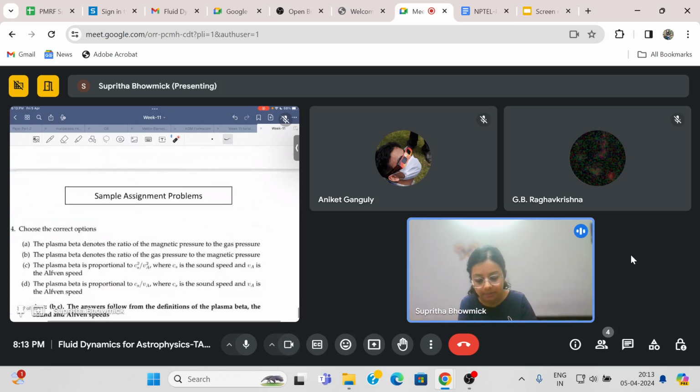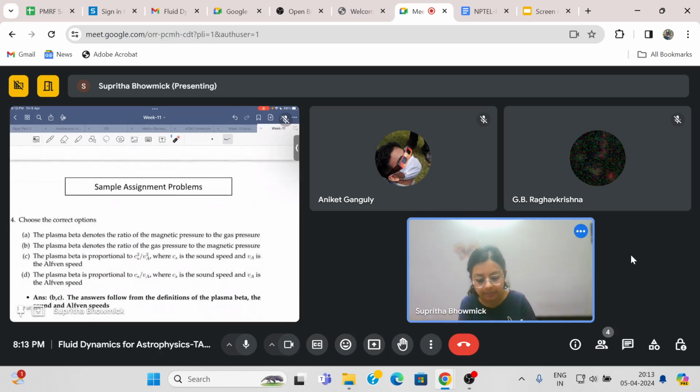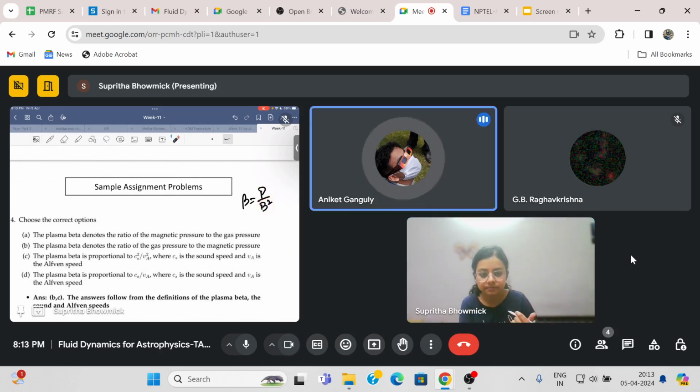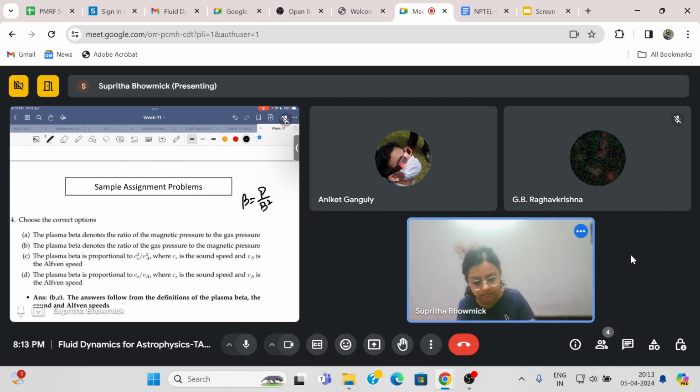The plasma beta denotes the ratio of the magnetic pressure to the gas pressure, versus gas pressure to the magnetic pressure. We clearly saw that beta was given by P by P_B, where P would be the gas pressure and P_B would be the magnetic pressure, B squared over 8 pi, times some number. You're right, absolutely. So it is indeed that the plasma beta denotes the ratio of the gas pressure to the magnetic pressure.